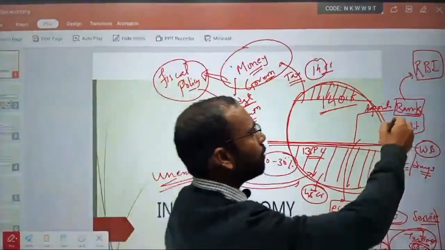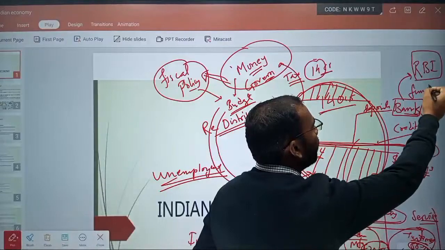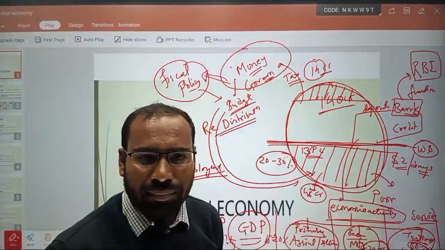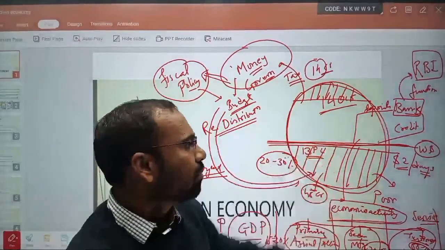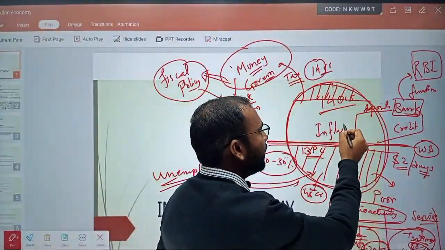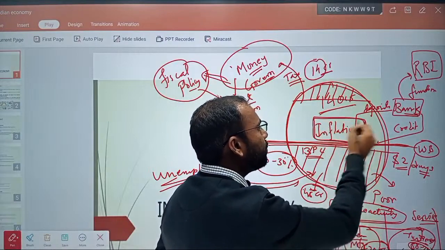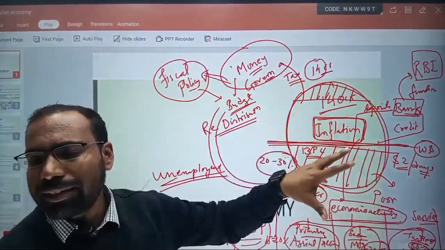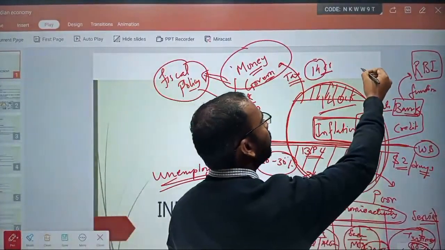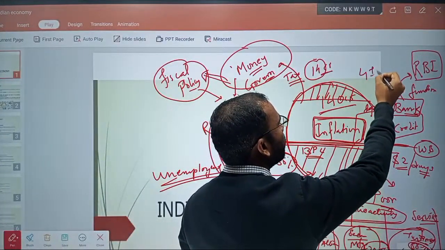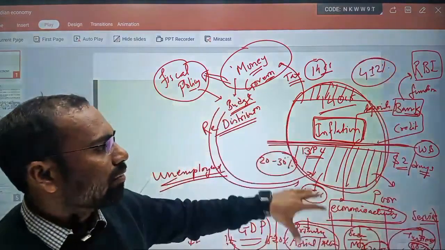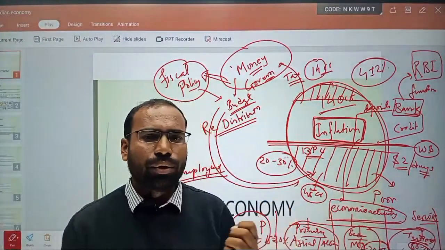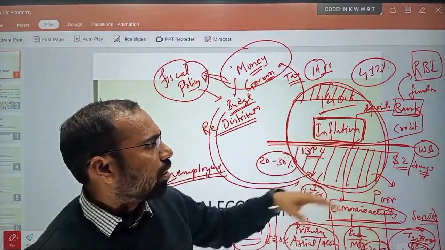So we will study the different roles and functions of RBI, and how RBI controls the money supply in a system. With the help of the concept of inflation, the government has given a target to RBI that you have to keep inflation around 4 plus minus 2%. So we will see how inflation works for the economy, and how inflation reduces the value of money. We will study all these things.